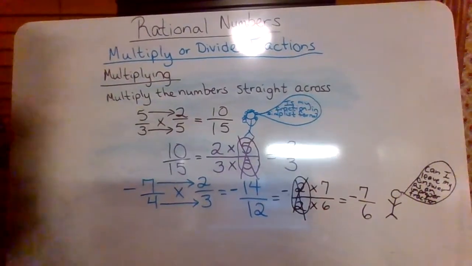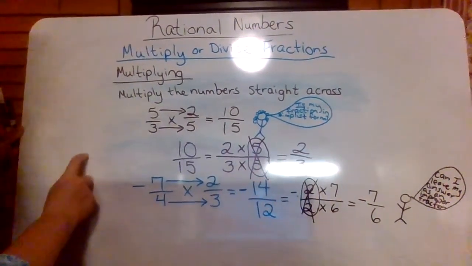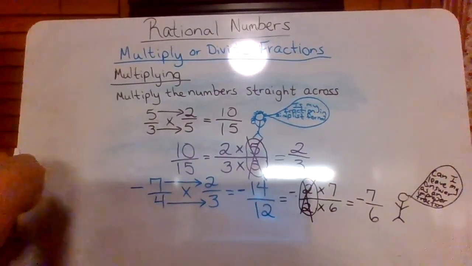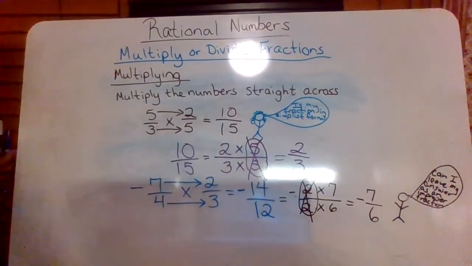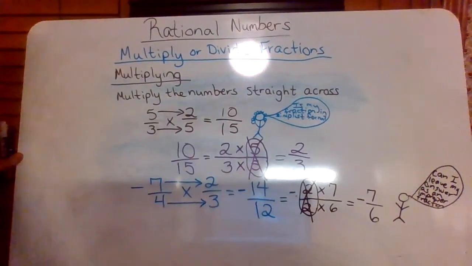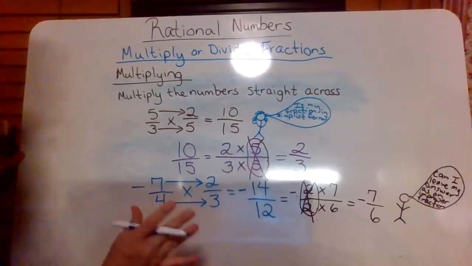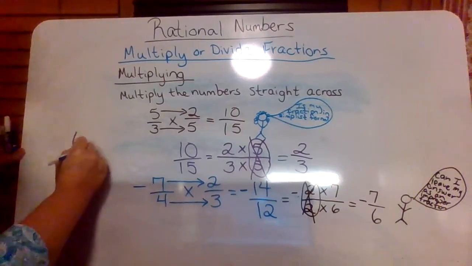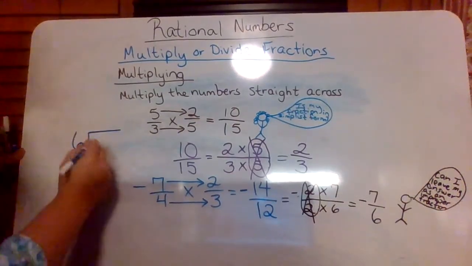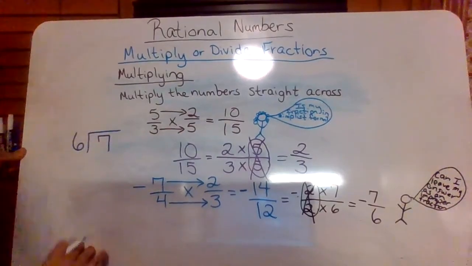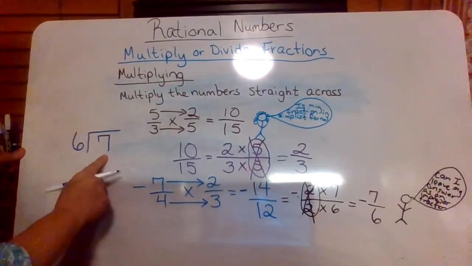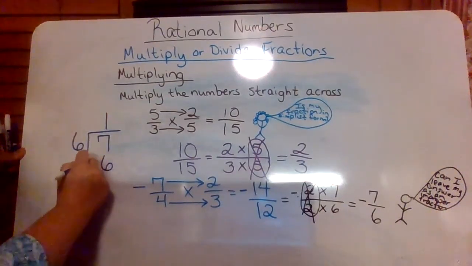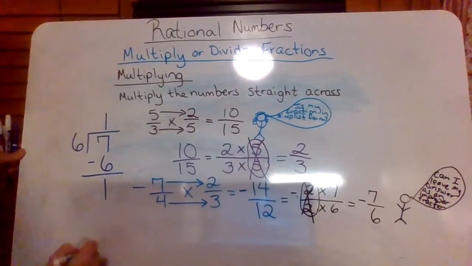So we've got to do the opposite of what we did earlier. So I'm going to come right here, and I'm going to show you how to do that. So I've got negative 7 divided by 6. I'm not going to worry about the negative right now. I'll put it in my final answer. But right now I have 7 divided by 6. So that means the 6 is on the outside and the 7's on the inside. How many times does 6 go into 7? 1 time. 6 times 1 is 6. When I do my subtraction, that leaves me with a 1.